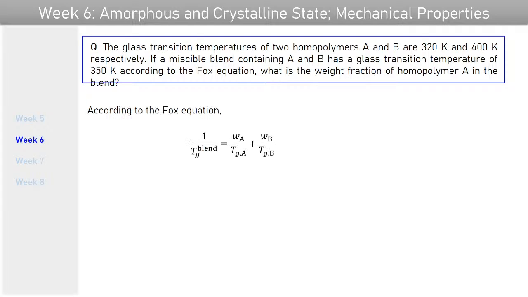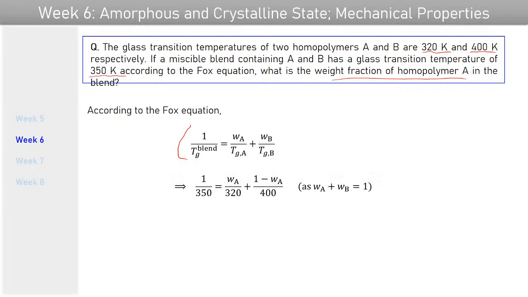So we have here two homopolymers having glass transition temperatures 320 and 400 Kelvin, and a miscible blend of these polymers is formed, and that has a glass transition temperature of 350 Kelvin. It's said that the Fox equation can be used for the glass transition temperature calculation for the blend, and the question is to find out the weight fraction of homopolymer A in the blend.